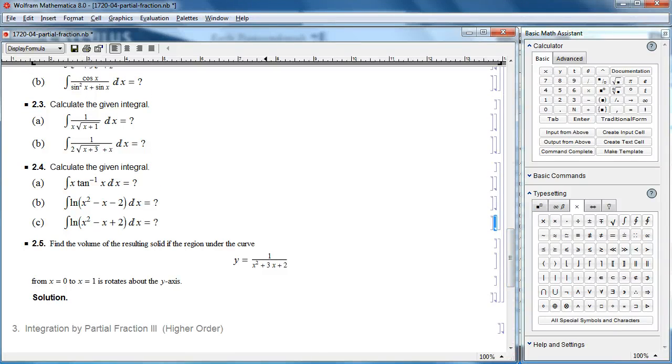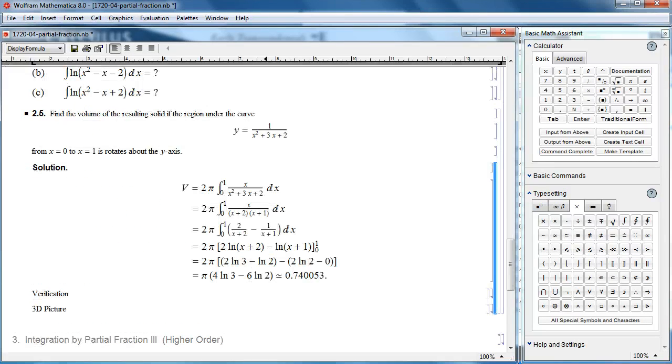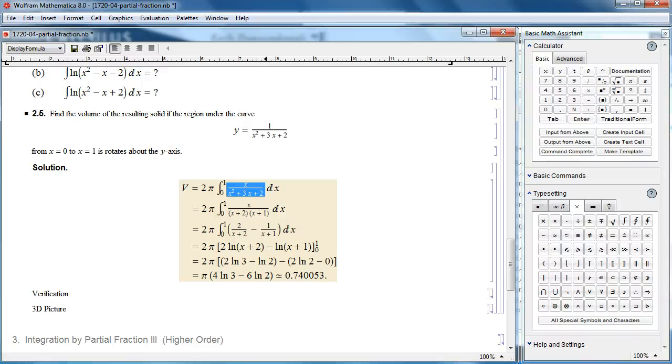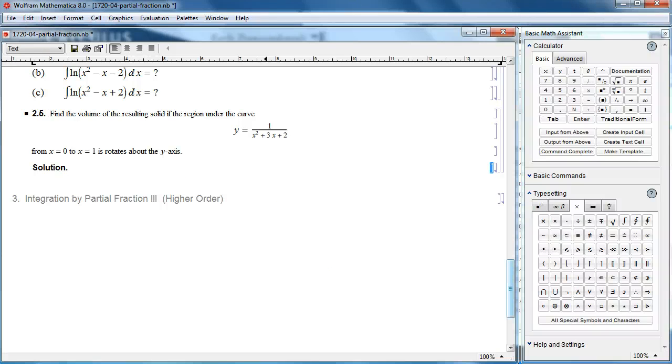And one more problem here, volume by cylindrical shell method. All you have to do is plug this one into the cylindrical shell formula, 2 pi x times f of x, so we have something like this. And this one can be done by partial fraction method, and this is going to be a definite integral because this is a volume computation. Detail is left to the students.